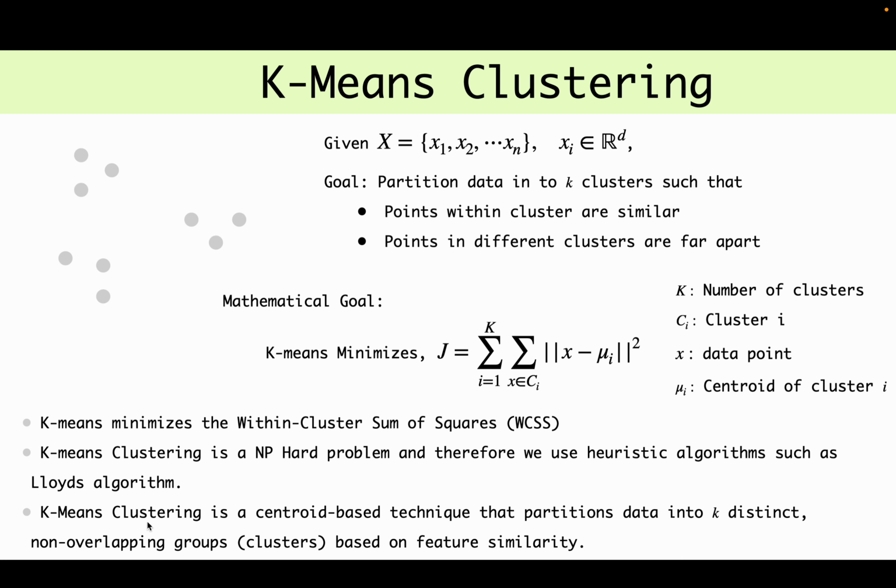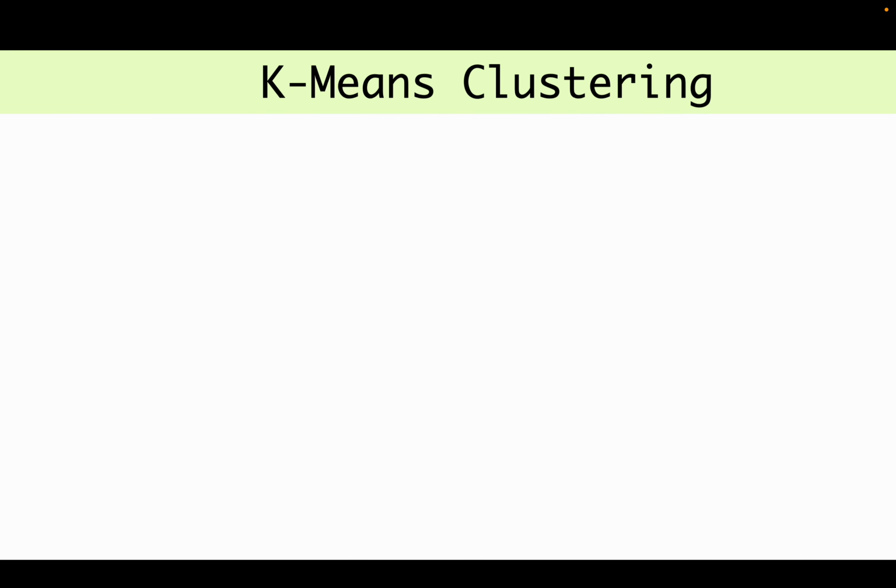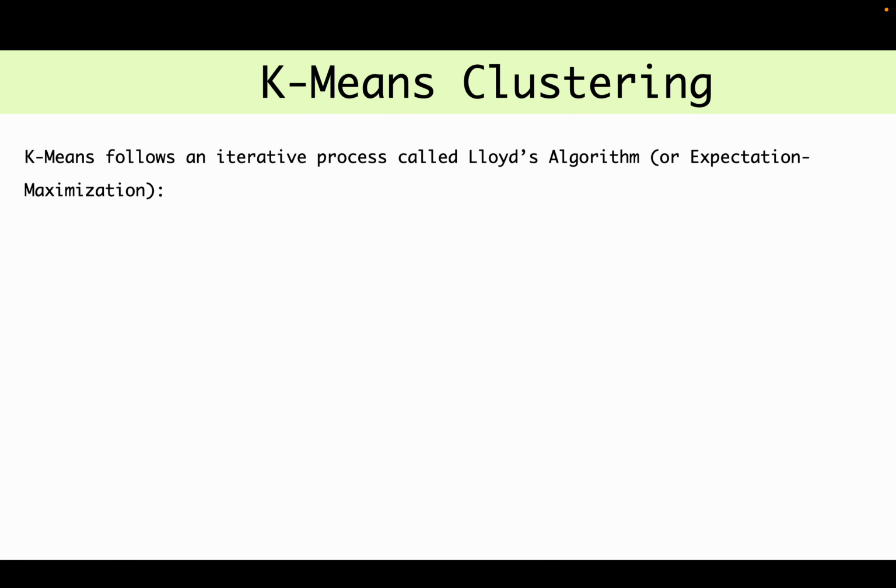K-means clustering employs this Lloyd's algorithm, which is a centroid-based technique that partitions data into k distinct non-overlapping clusters based on feature similarity. Let us see how this algorithm works and obtain these k clusters. Lloyd's algorithm is an iterative process of computing the optimal centroids. This contains two steps. One is the expectation step and the other is the maximization step.